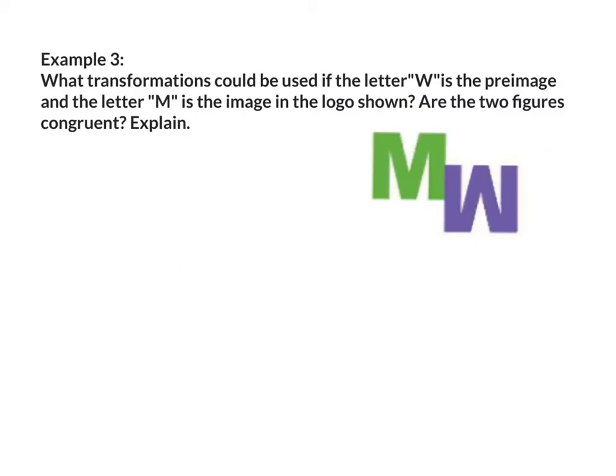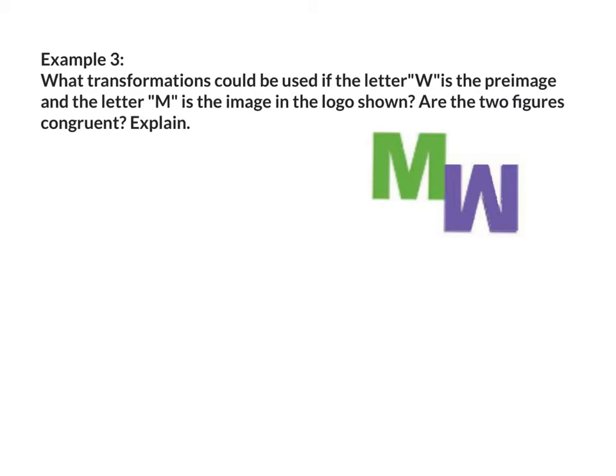Example number 3. What transformations could be used if the letter W is the preimage and the letter M is the image in the logo shown? Are the two figures congruent? Explain. So I noticed that if I were to translate my preimage to my image, that would not work. So what I'm going to try to do is reflect it. So if I take my preimage and reflect it, that would work.